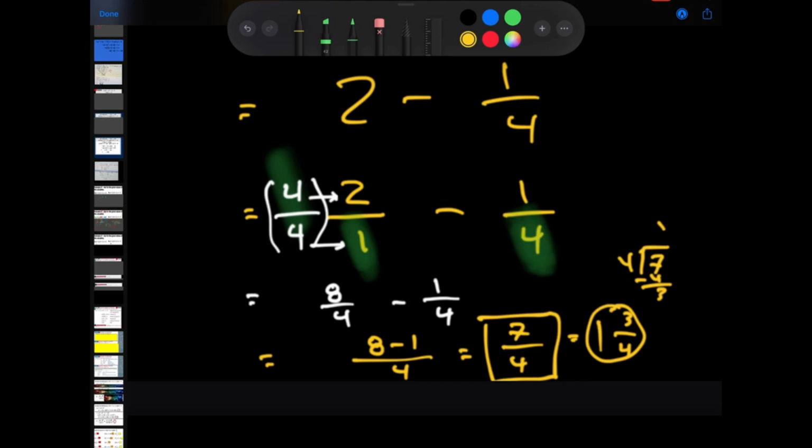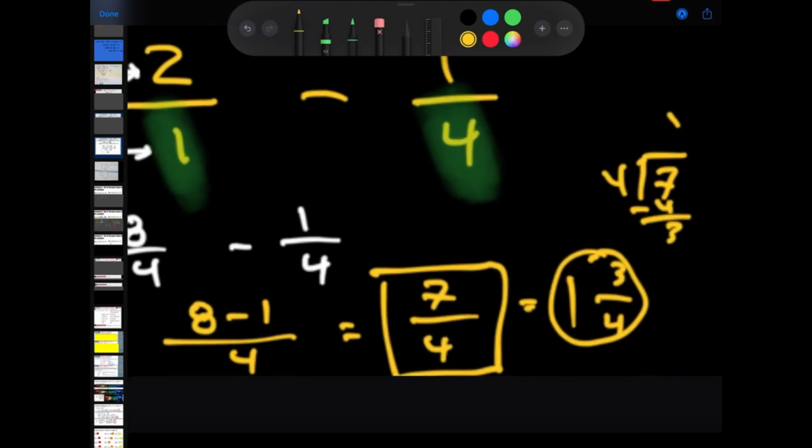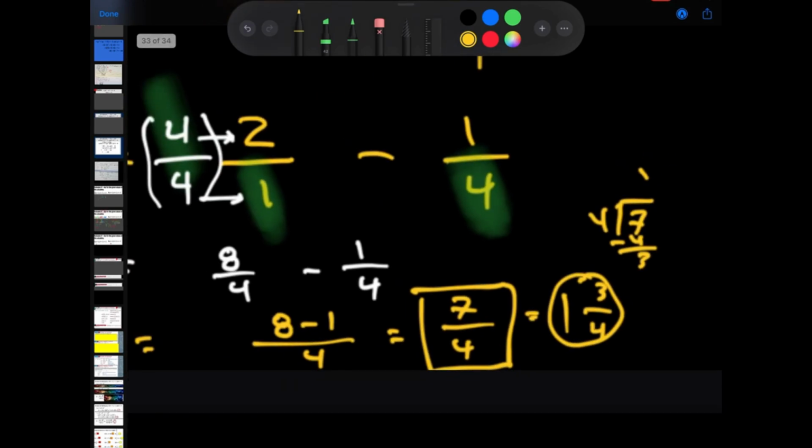I don't mind 7/4, but number sense: if I said you have 7/4 dollars, you have between how many whole dollars? $1 and $2. Because it's 1 3/4, 1.75. Okay? All right.